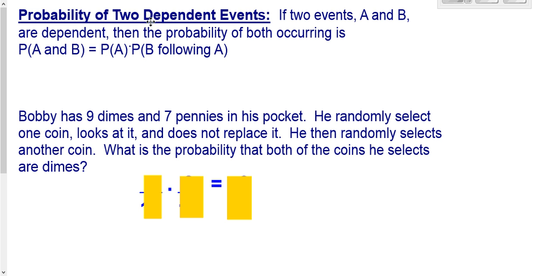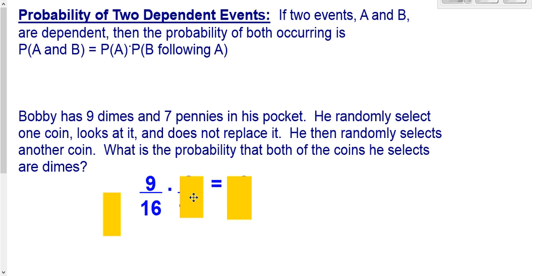Now, sometimes events are dependent where one affects the other. So consider this one. Same thing, but he does not put it back in. So when he draws that first coin, there's still 9 dimes and 16 coins to choose from.